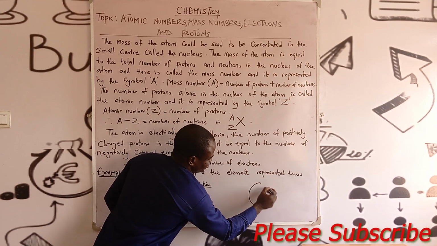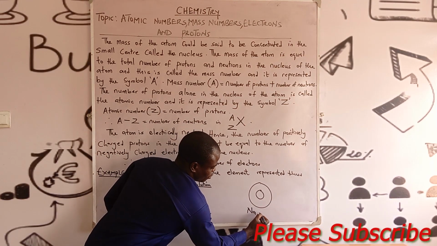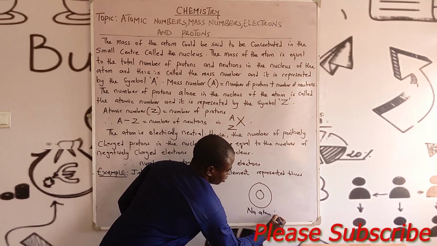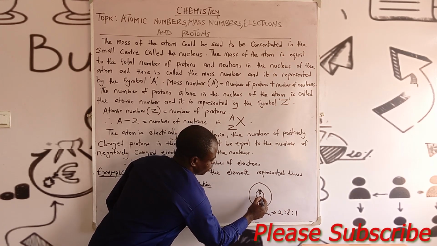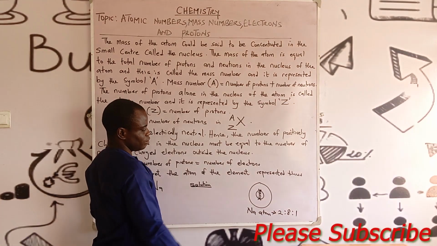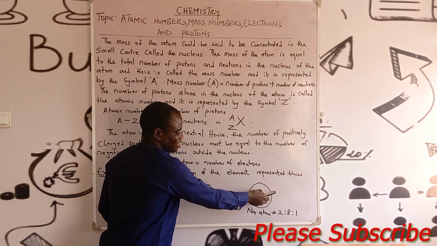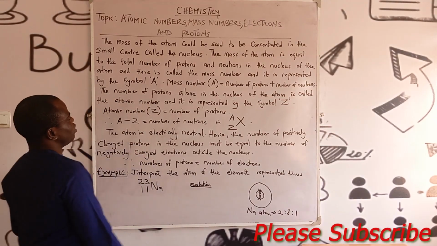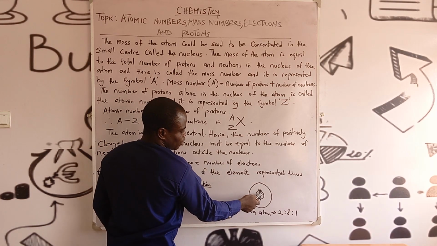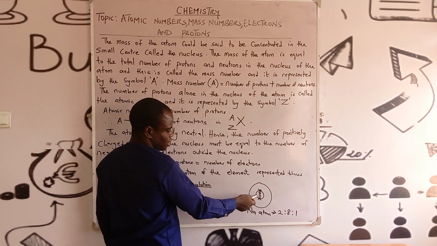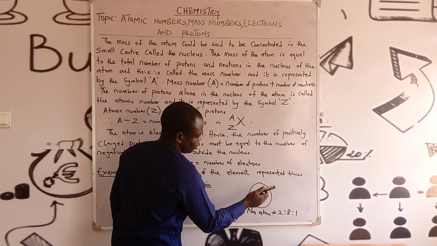What you are saying is that in an atom like this sodium atom, you have protons and neutrons at the center, the nucleus. When you have protons and neutrons together to give you the mass number, it is concentrated at the center of the nucleus. That's why I said that the mass of the atom could be said to be concentrated in the small center called the nucleus. Why? Because the weight is experienced at the center, because protons and neutrons are inside the nucleus, while the electrons revolve around the nucleus.